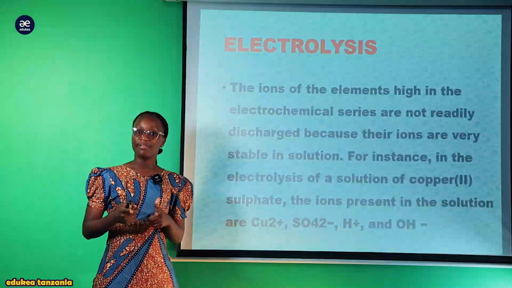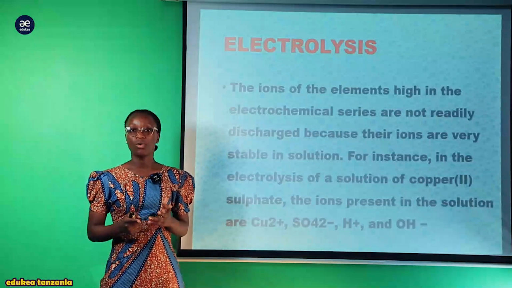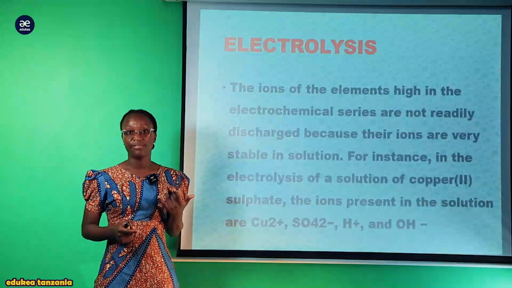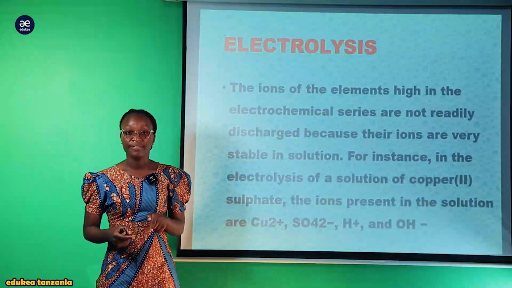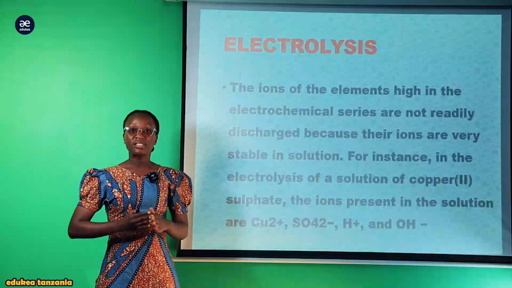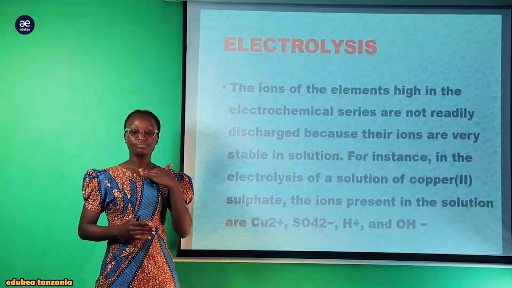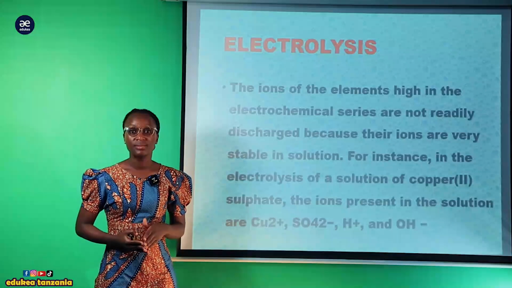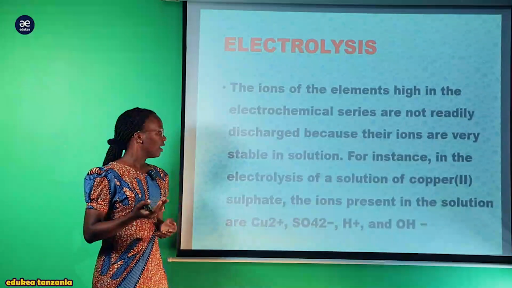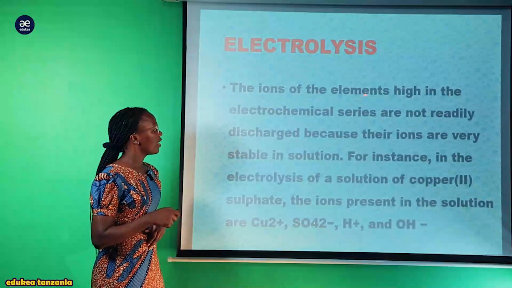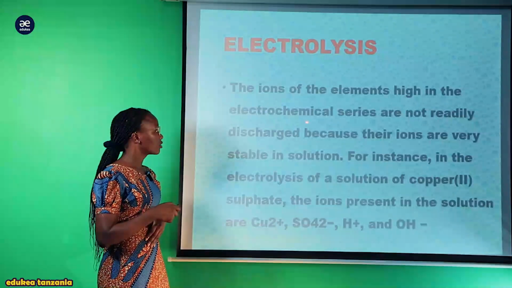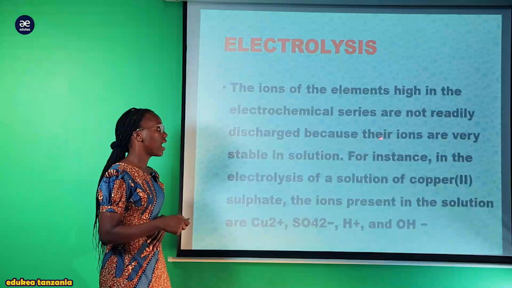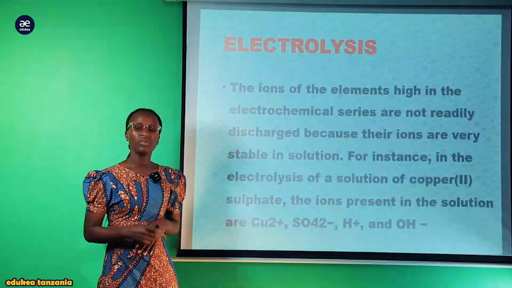Lakini vile vile tulikuwa na sulfate ions na hydroxyl, kumbe hydroxyl ipo down the electrochemical series compared na sulfate ions. So what will be the first discharging, itakuwa ambayo itapata priority to discharge, to undergo discharge is hydroxyl. Now my students, the ions of the elements high in the electrochemical series are not readily discharged. Why? Because their ions are very stable in solution.